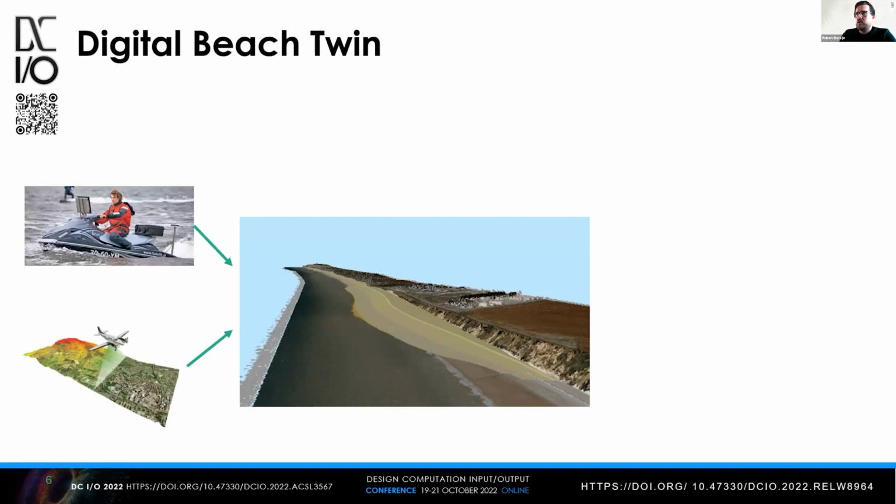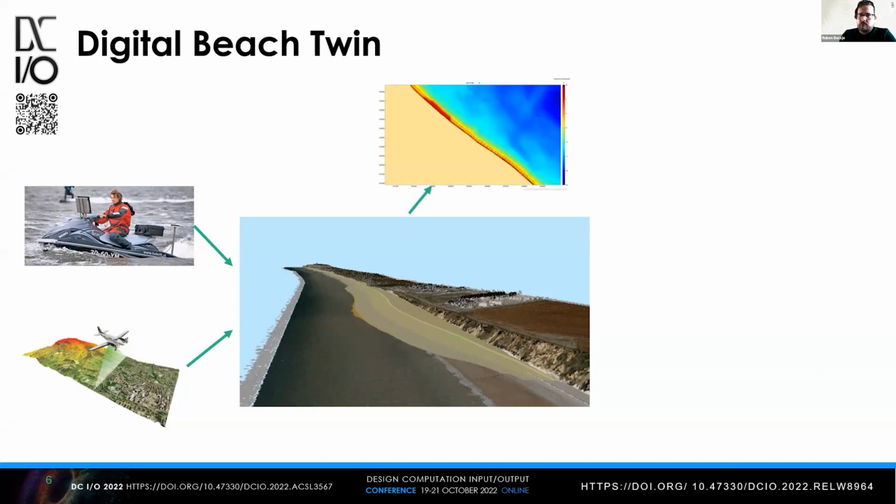So what we do in Digital Beach Twin is we update this DEM with data using innovative survey techniques. We can get a data set from the cliff top to about -12 under mean sea level, and we have done that about every 6 months.